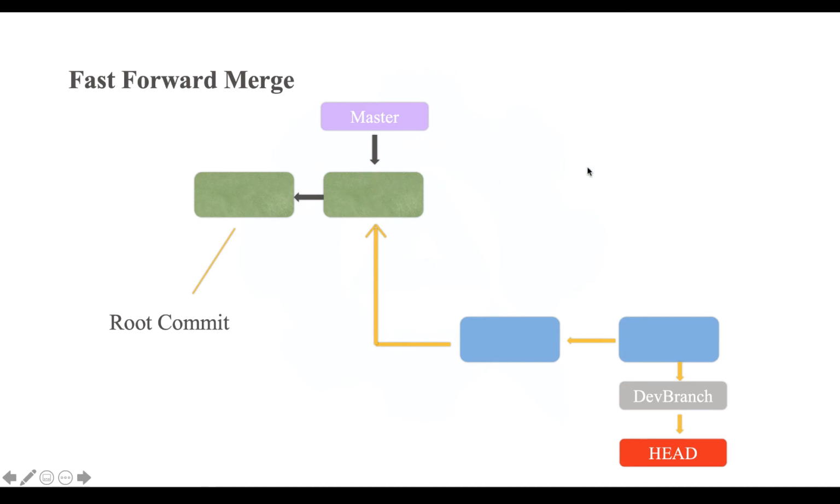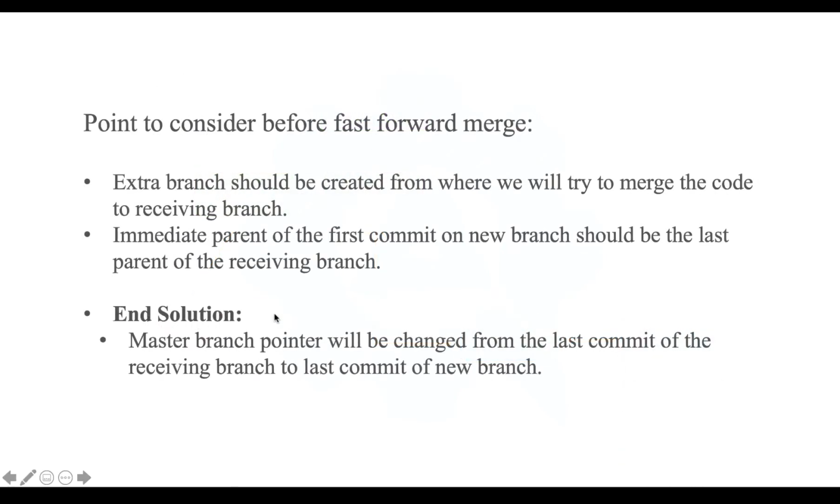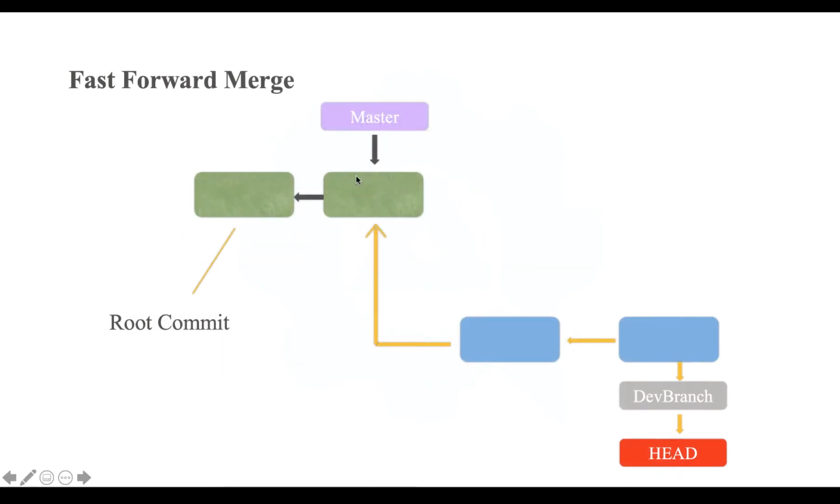So what happens as an end goal? Once we do the fast forward merge, the master branch pointer will be changed from the last commit of the receiving branch to the last commit of the new branch. What that means is that the master pointer will simply be moved from this particular commit to this particular commit here.